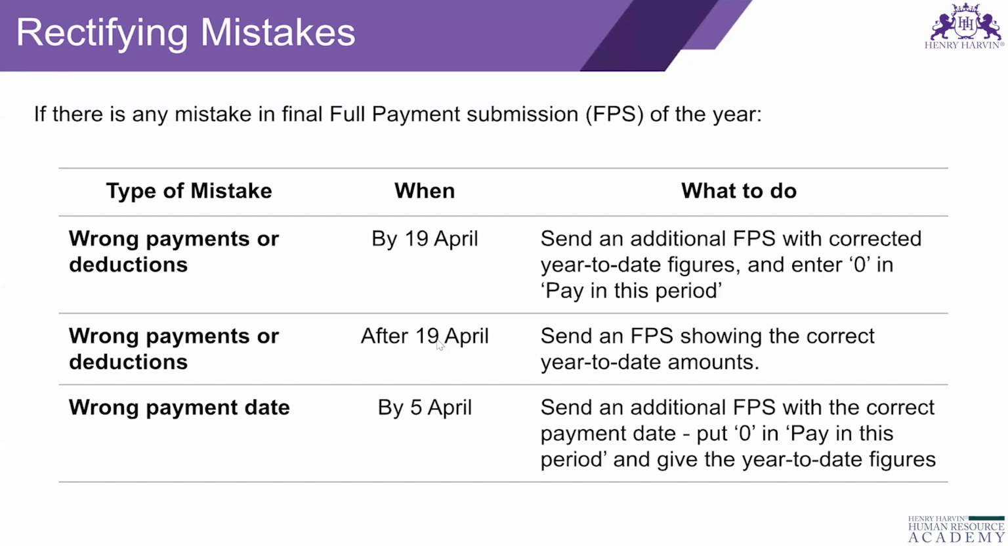That's all. The first option you see, similarly, you have to do it. Just put zero in pay in this period and mention the same YTD figure. Do not change what you sent in the earlier FPS, the last FPS. That is the logic behind this information. Okay, it is a little tricky.